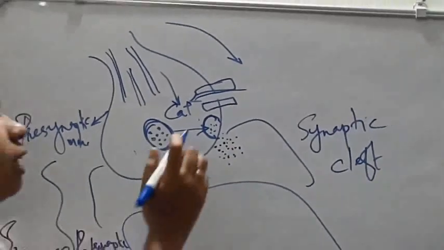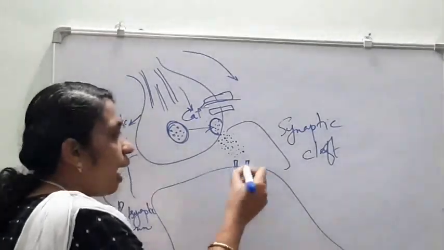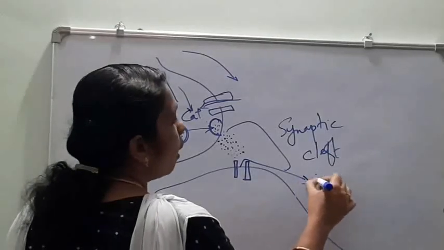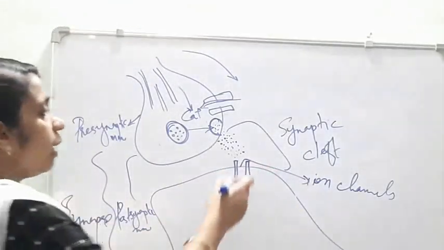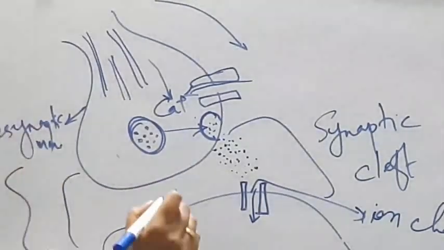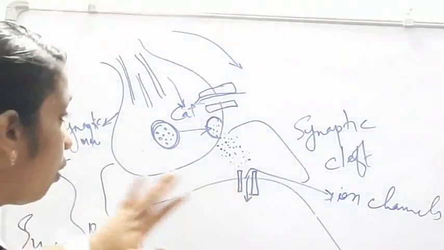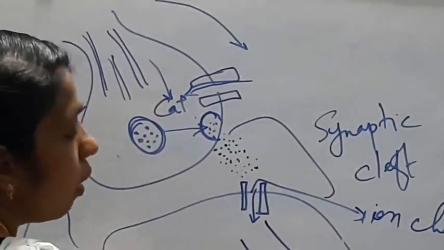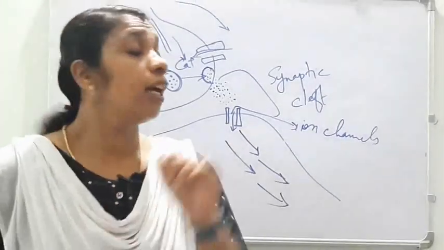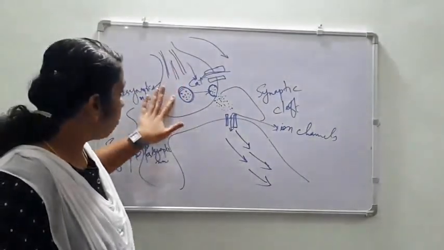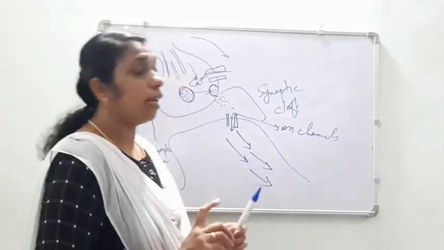You understand? Then these neurotransmitters open the ligand-gated ion channels. Ligand-gated, this is the ion channel. So these ligand-gated ion channels open and the ions are transferred inside. As a result, the action potential is carried to the muscle. You understand? Now the transmission of action potential takes place. This is the one method by which the action potential is transmitted from the presynaptic membrane to the synaptic cleft, to the postsynaptic membrane, and in turn to the target organ. This is the first method.